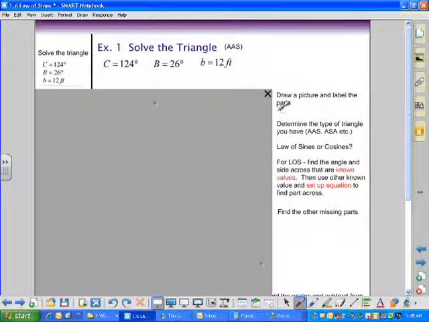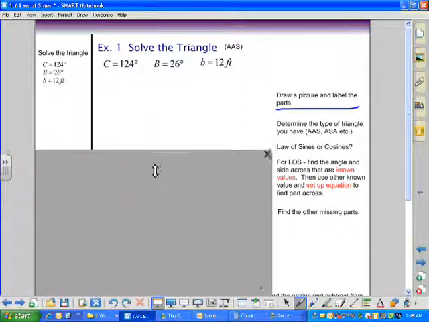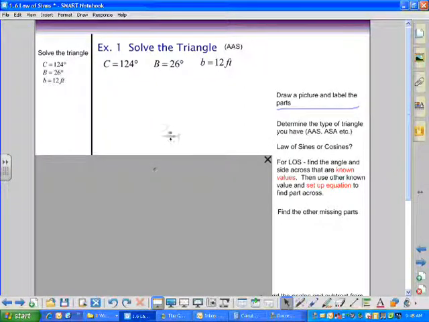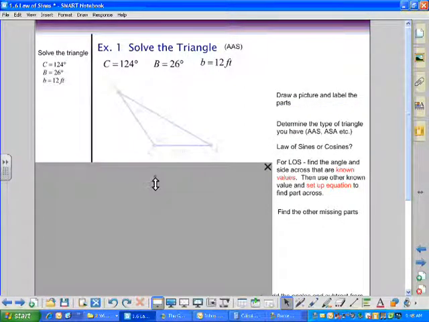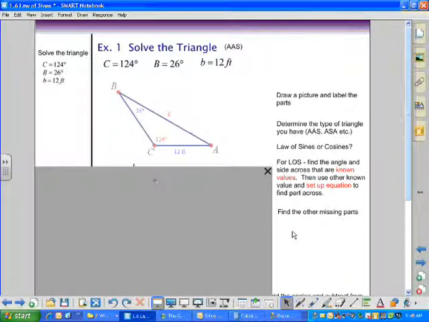Now again, I tried to get some steps over here to help guide you through this process when you're doing it on your own. The first thing is to draw a picture and label the parts. Of course, that's the first thing. It's really going to help you in figuring out how to set up the problem. So let's look at that picture here, and we're going to make sure we label all the parts. Now I notice that C is 124 degrees, so I'm going to have an obtuse triangle here. And I know that B is 26 degrees, so I've drawn that as a small little angle at the top. So C is 124, B is 26.